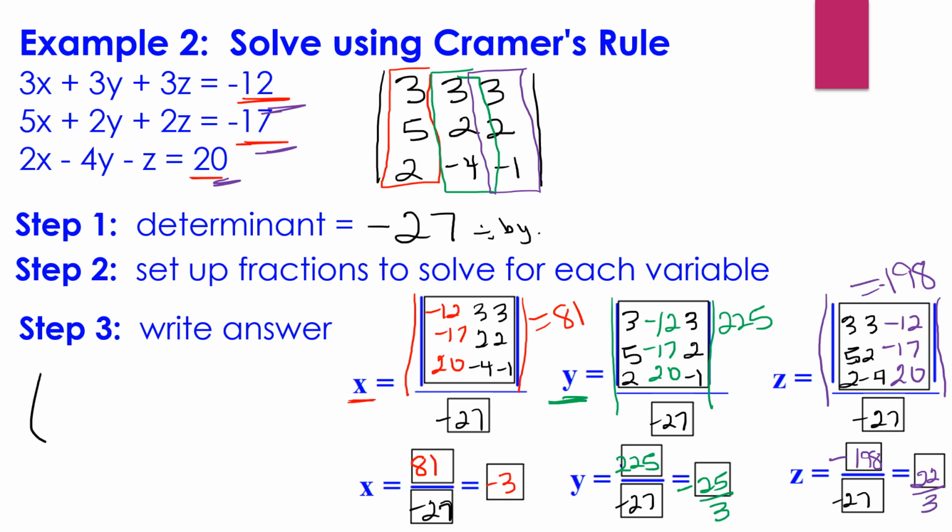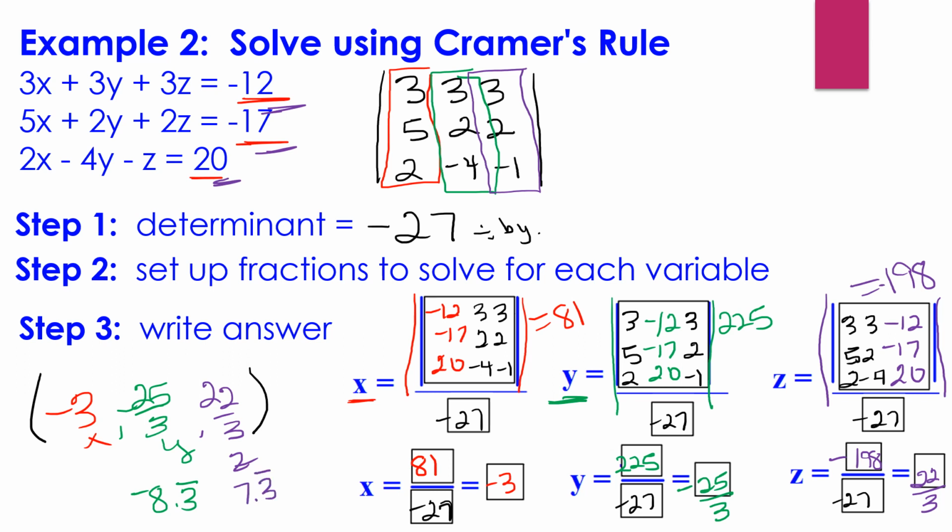So your solutions for this particular example are negative 3 for the x, and then negative 25 thirds for the y, and then for your z, it'll be positive 22 thirds. Now, if you change the y and z values to be decimals, they are repeating decimals, so make sure that you keep that repeating symbol. So for the y value, it would be negative 8.3 repeating, and for your z value, it would be positive 7.3 repeating. Again, they have to be repeating because they're repeating decimals.